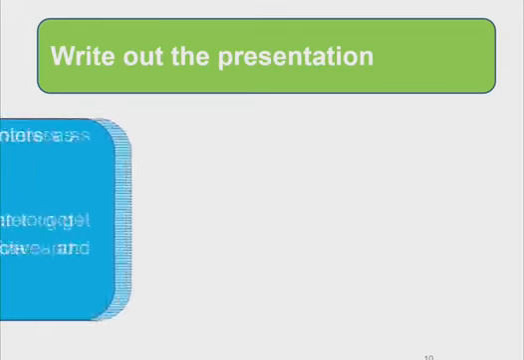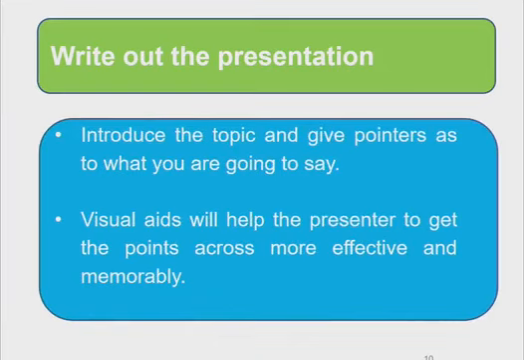Then you have to write out your presentation. But seeing that we're using technology, some people use their cell phones to plan for the presentation. Some people use their laptops to plan. Some people even voice record all the ideas that they want to include in the presentation. So you write out your presentation, you introduce a topic and give pointers to what you are going to say.